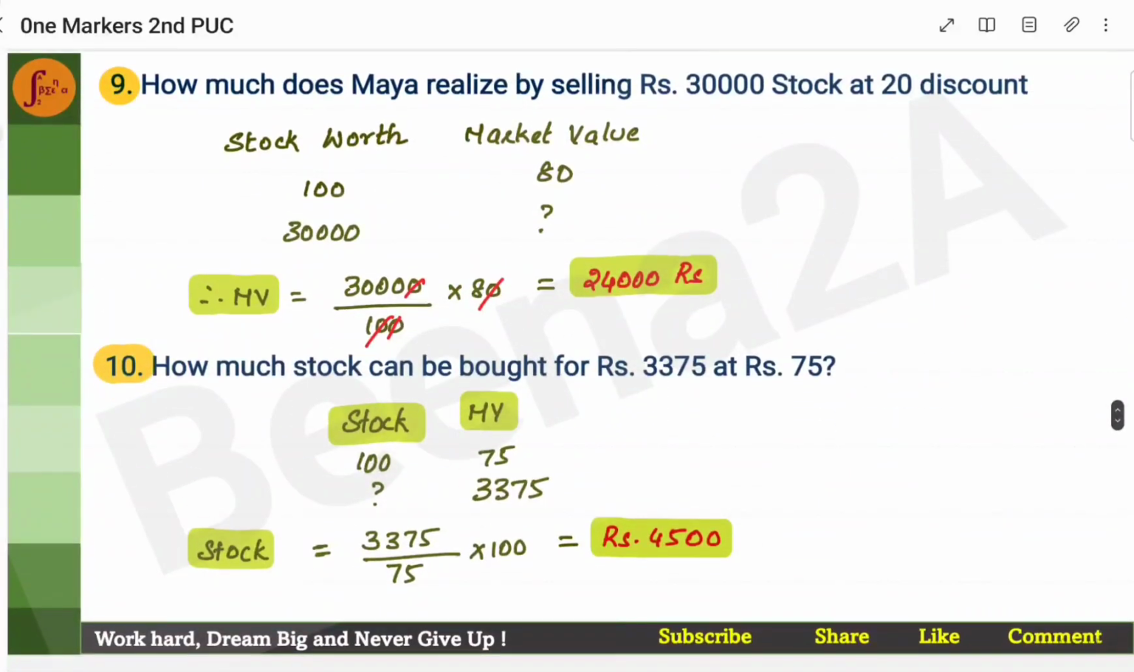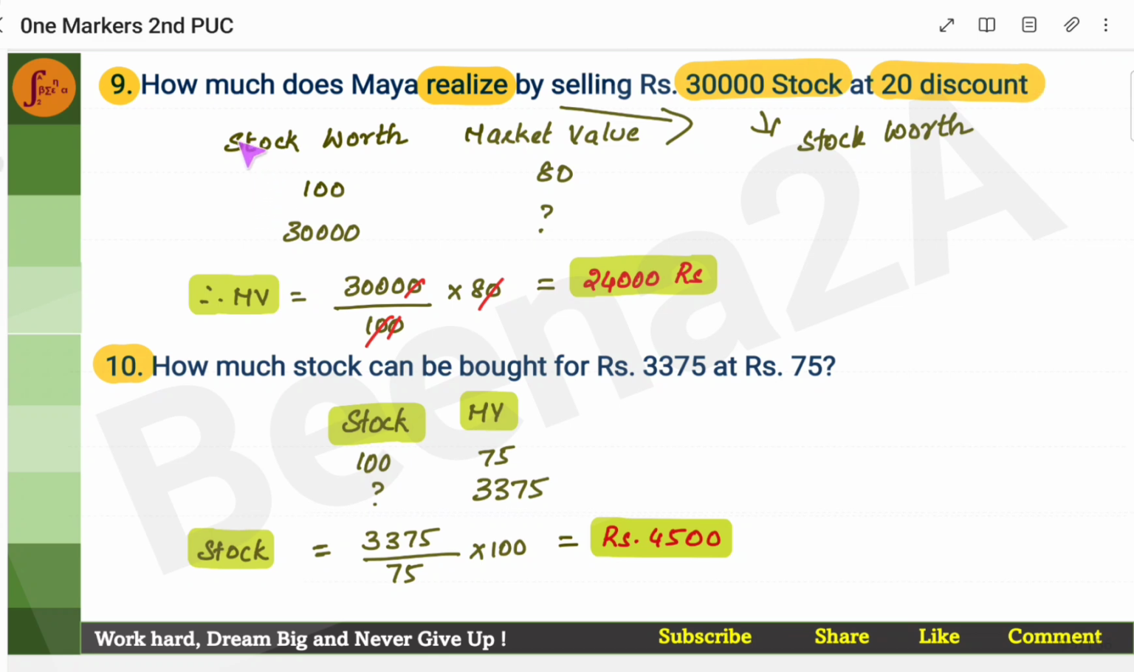Here's another example. How much does Maya realize? Realize means, remember, after selling the stock, whatever money you get, that is called realization. Selling the stock and getting money is realization. So how much does Maya realize by selling rupees 30,000 stock at 20 discount, right? So 30,000 stock means what? 30,000 stock worth. The stock worth is 30,000, right? And the actual original price is not given.